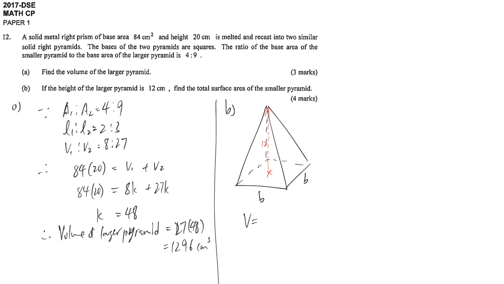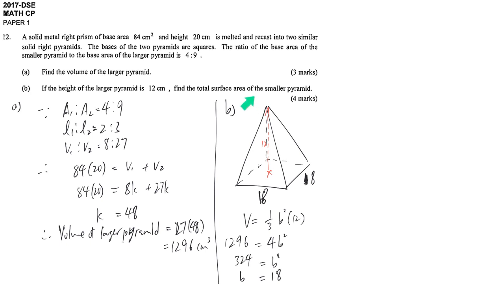The volume of a pyramid is 1 over 3 times B squared times 12, and it's given that it's 1296. We find it out. So B is equal to 18 or negative 18, but that one is rejected. And then so we know this is 18 now, and this is 18.